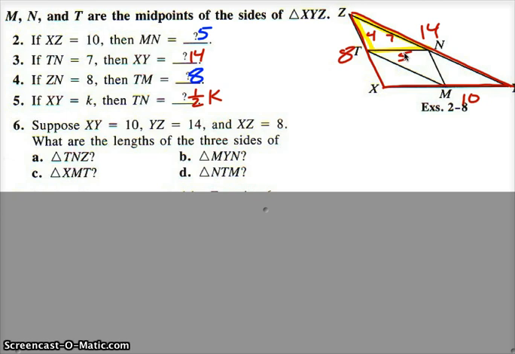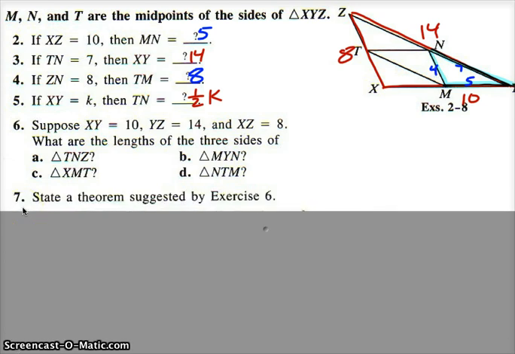Now let's look at part B, triangle MYN. Finding the missing pieces in here. Well, I know MY is half of XY, so that's going to be 5. I know that NY is half of ZY, so that's 7. And I know that NM is half of ZX, so that's going to be 4.